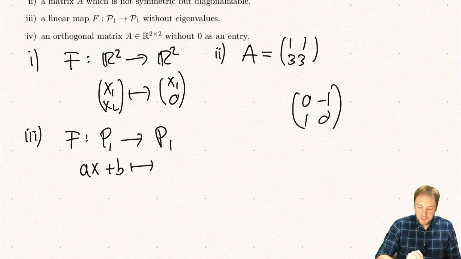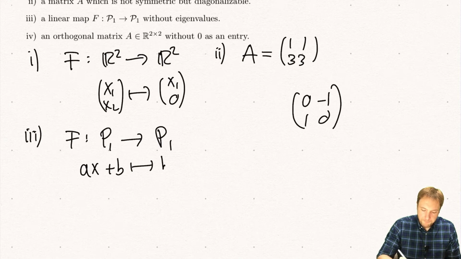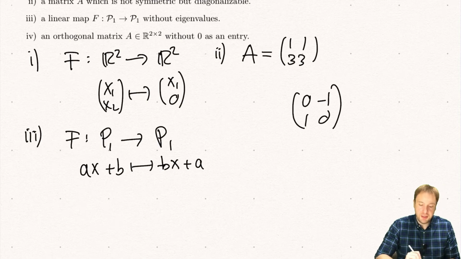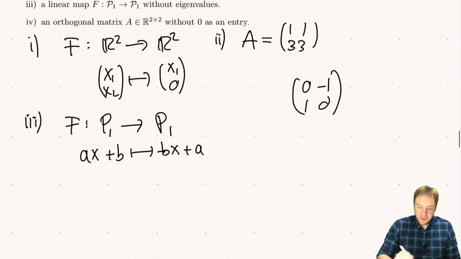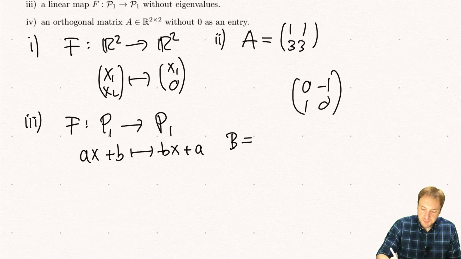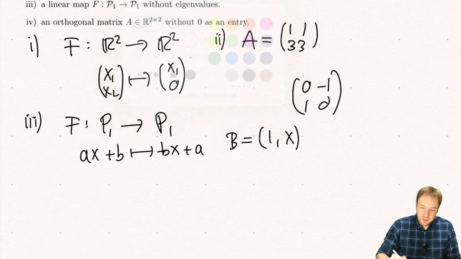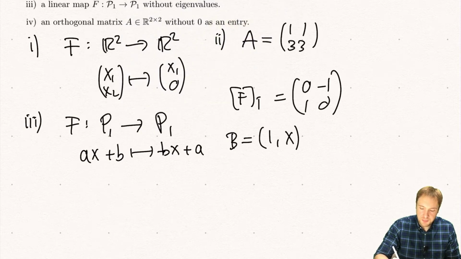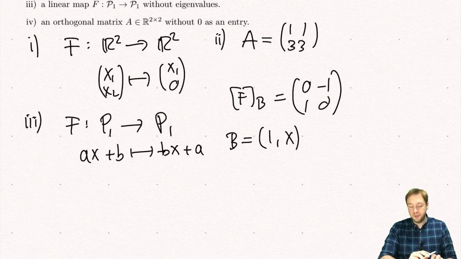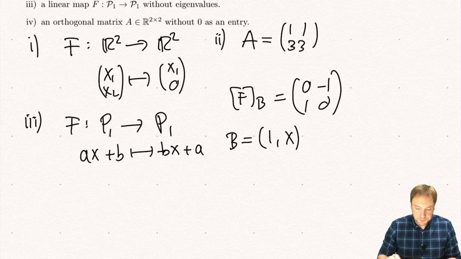So in this here I can send to, for example, minus bx plus a. And then you can see if we choose the basis b to be 1 and x, so this is the basis of the space P1, then this matrix here is exactly this f, the matrix of this f with respect to the basis b. And therefore we see that we don't have any eigenvalue.